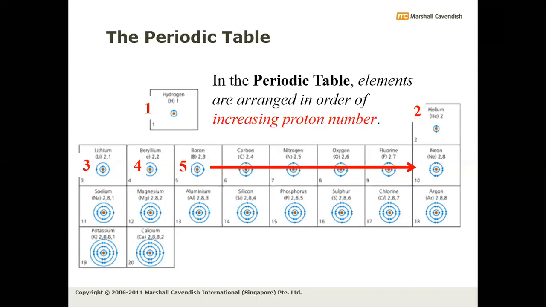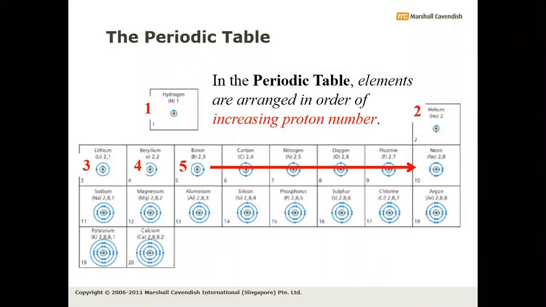One more thing you can see from this diagram is that if you move from top to bottom in any group, you can see group number 8, which is now called group 18, or group number 1, that as the number of shells increases, the size of the atom also increases. Lithium in group 1 is the smallest, then sodium is bigger because it has 3 shells, then potassium is even bigger because it has 4 shells. So as you move down the group, the atomic radius increases because more shells are added, and the distance from the nucleus to the valence shell increases.